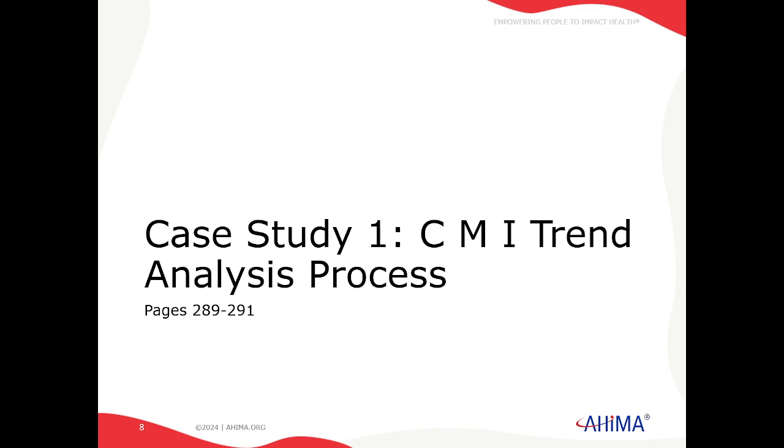So our first case study is on page 289, and this is a trend analysis. In this case study, they are looking at revenue below budget and trending lower. So they're looking at the different types of cases. They started by analyzing CMIs over the last 4 years versus benchmarks. You can see there on page 289, there's a comparison of 3 facilities.